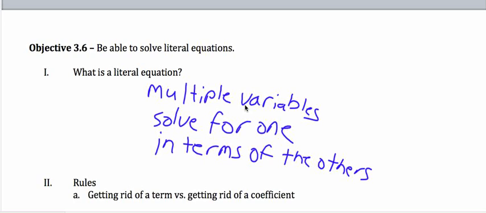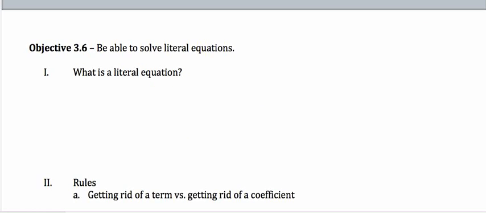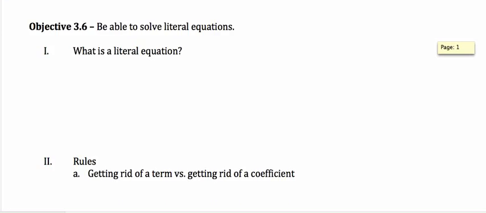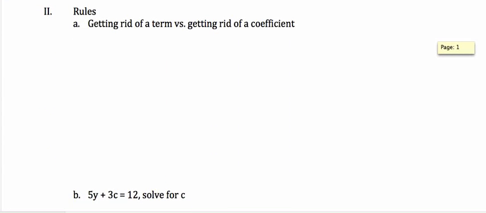This skill is really, really useful, especially in the sciences. In the sciences, you tend to have formulas that you use from time to time. Let's say you've got an equation that's got temperature, pressure, and volume in it, and in the form it's given to you, it's temperature equals something. Maybe you want it to be pressure equals something. What this allows you to do is manipulate that equation and solve for any of the variables.